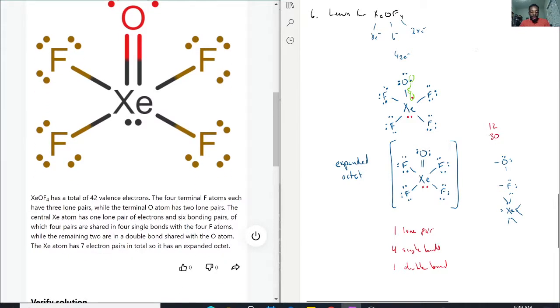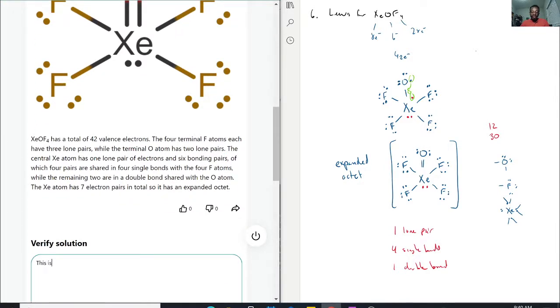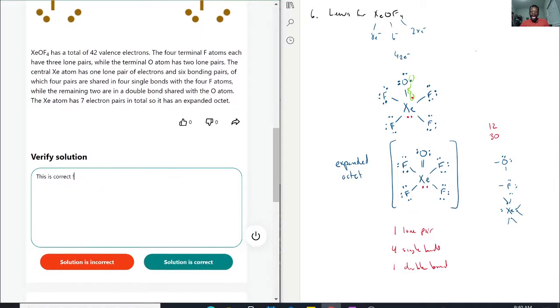So it is an expanded octet, and that's perfect. Let's see where it says it: 1 lone pair and 6 bonding pairs, of which 4 pairs are shared in 4 single bonds, while the remaining 2 are double bonds shared with the oxygen atom. So with that being said, this is correct. And hopefully you can see how xenon really just expanded completely with the octet.